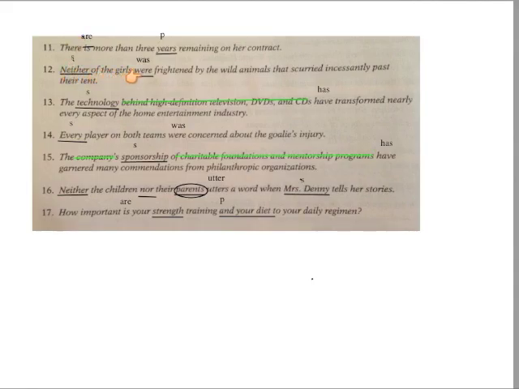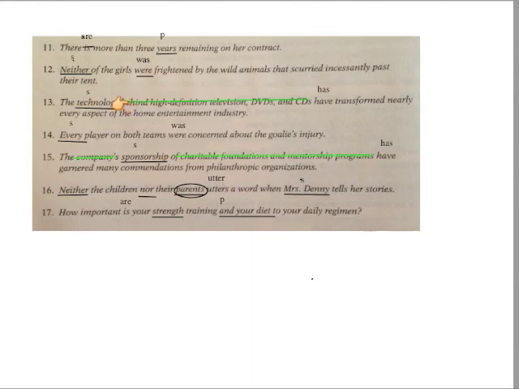Neither of the girls, neither is singular, only if it's written as of the girls. So I want you to look at question 16. It is not the same as question 12. Question 16 is neither the children nor their parents. So here, the parents would be the subject, because it's closest to the verb. So let's go back to 12. Neither of the girls can be trimmed out in this situation. So neither is the subject, it's singular. So the verb should be changed to was.